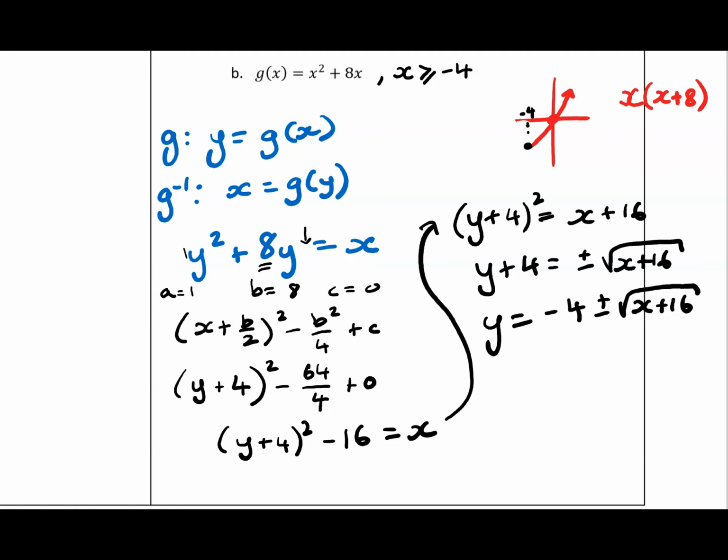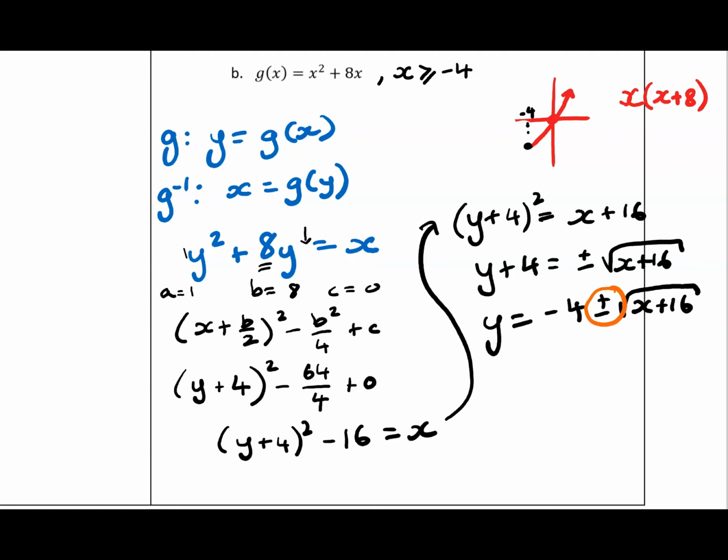Now our question is: is it plus or is it minus? It can't be both because it must be a one-to-one function. And if it was both, we really have a relation and not a function. So how do we determine this?